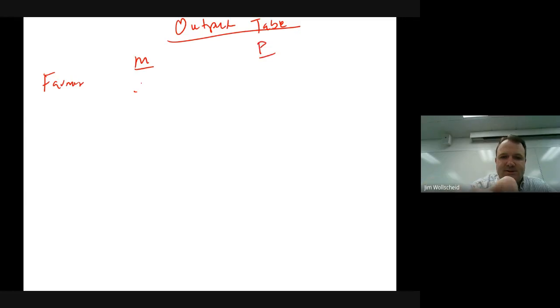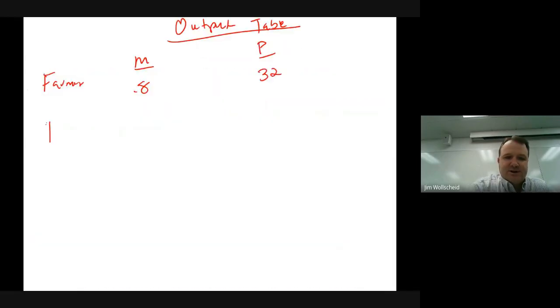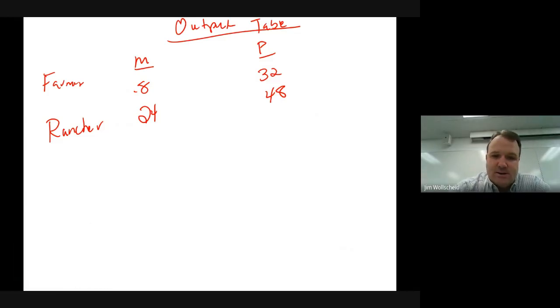So for the farmer, we go back to the output table. Meat, potatoes, 8, 32. For the rancher, 24, 48. So looking at this table, we can come up with some very quick information. First thing we can find is something called the absolute advantage. Remember, we talked about it before.